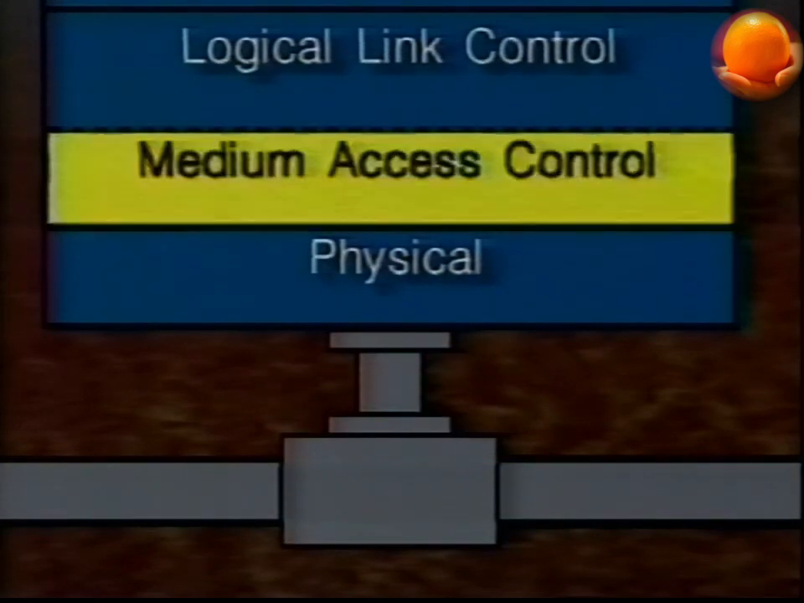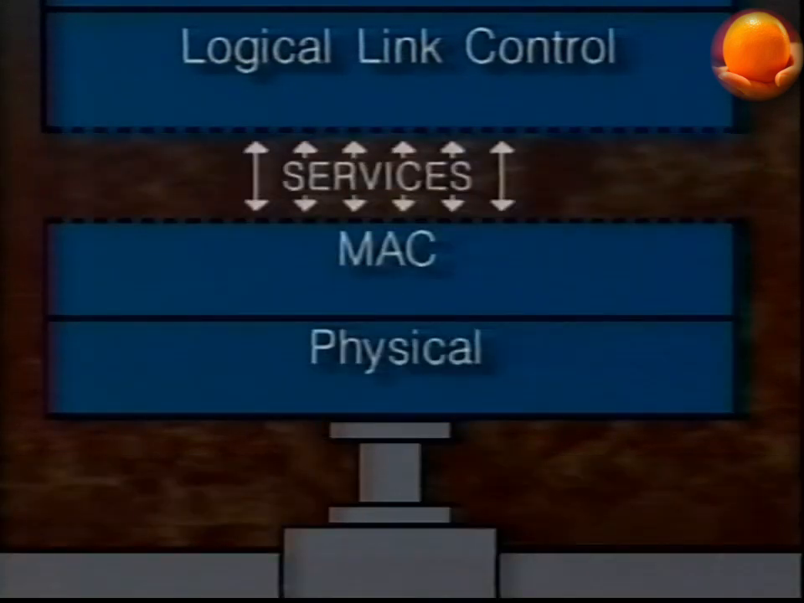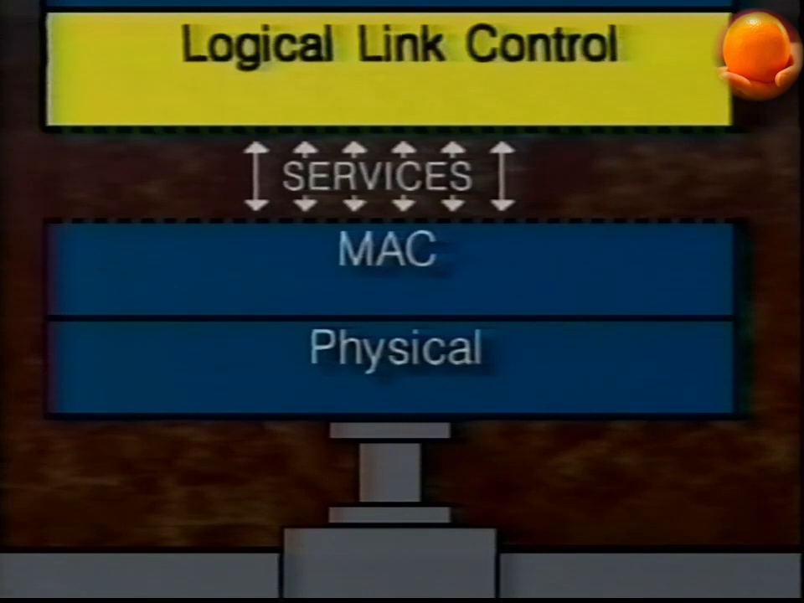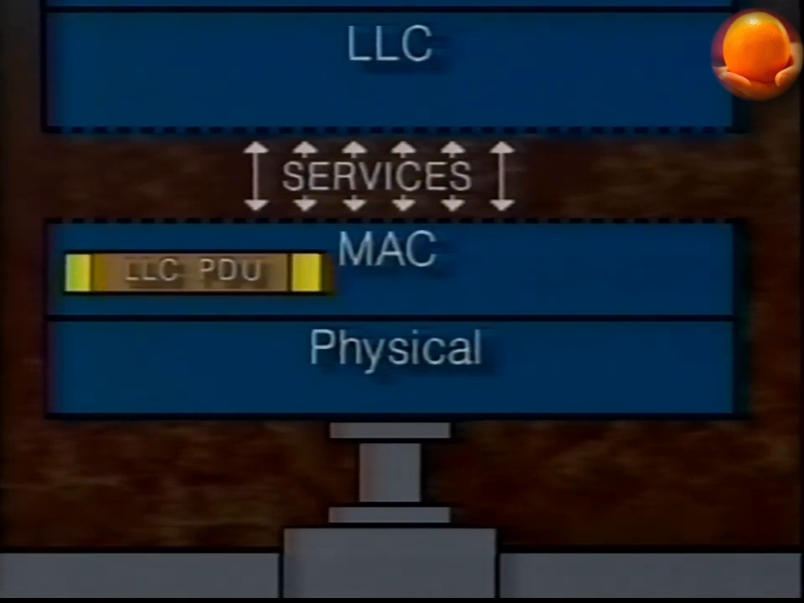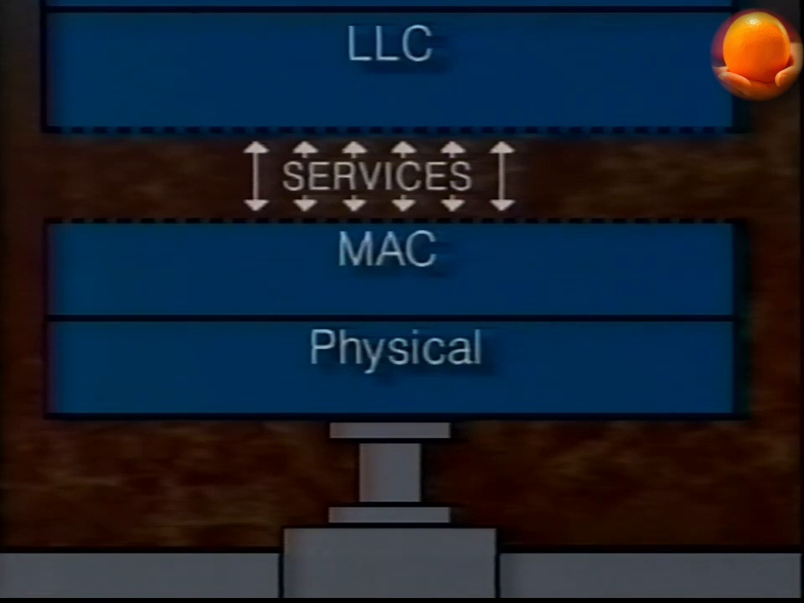A major function of the MAC sublayer is to provide services to the LLC sublayer. On the sending side, the MAC sublayer receives protocol data units from the LLC sublayer and prepares them for transmission. On the receiving side, the MAC sublayer accepts frames that are addressed to this station and passes them up to logical link control.